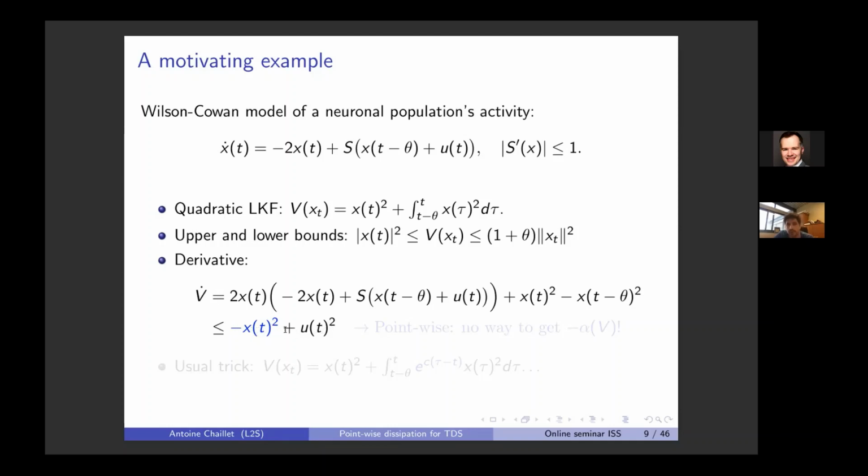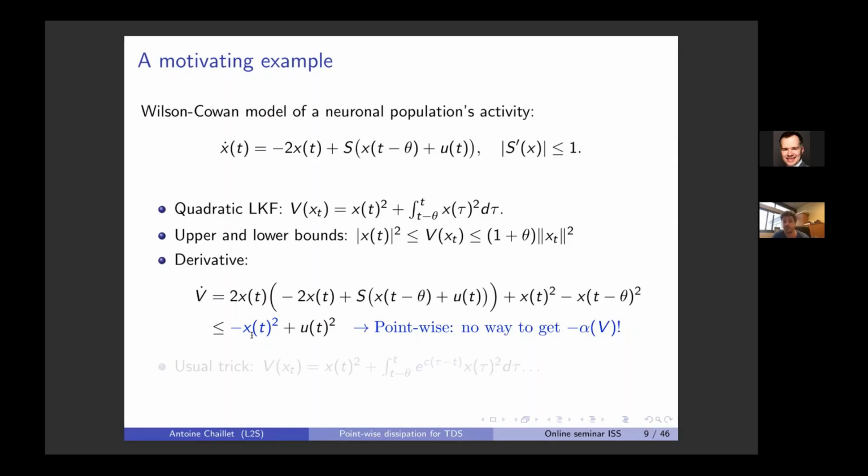Okay, you can actually get also some delayed values like some epsilon x of t minus theta, but they will not serve our purpose today. But the point is that among all the negative terms that appear in this expression, there is no integral term here, as here. So there is no hope to get a Lyapunov-wise dissipation, meaning a term like alpha of v. All you can get is alpha of x of t, okay?